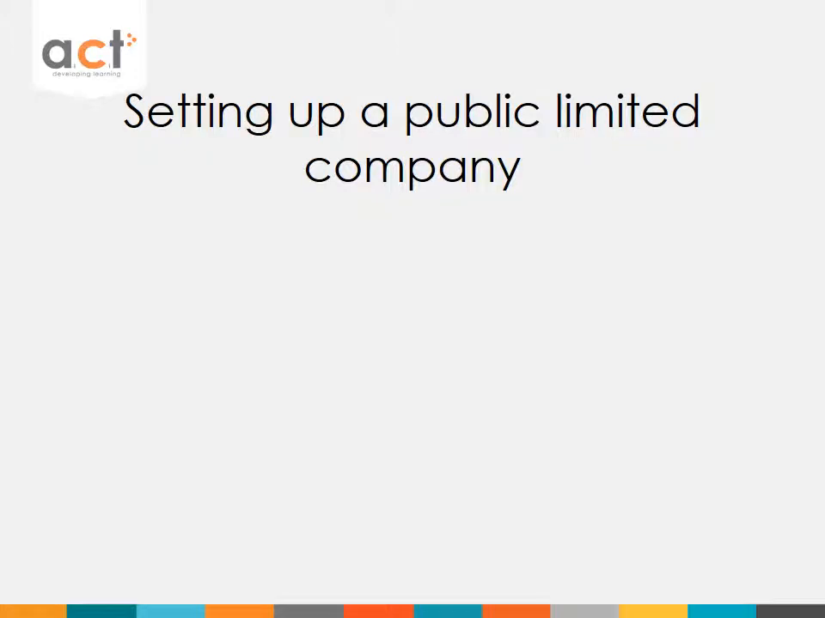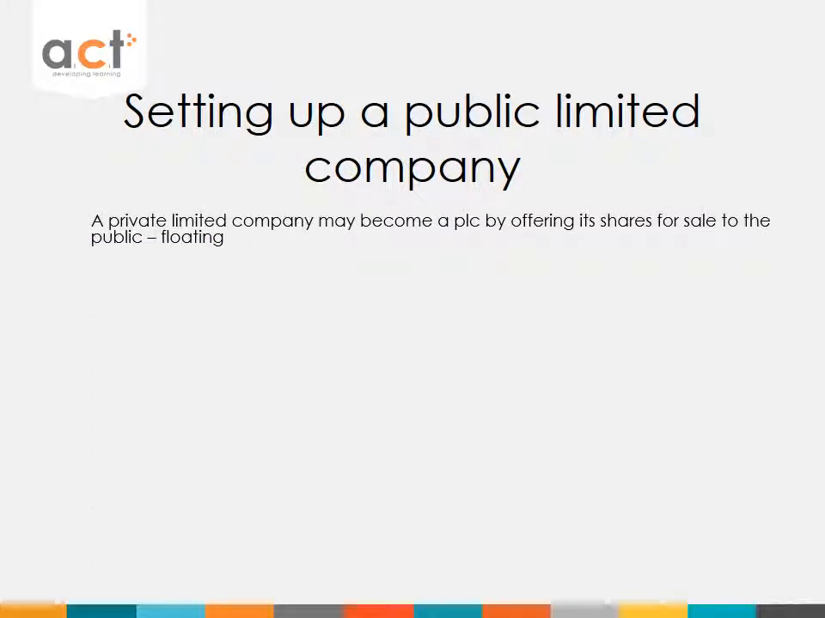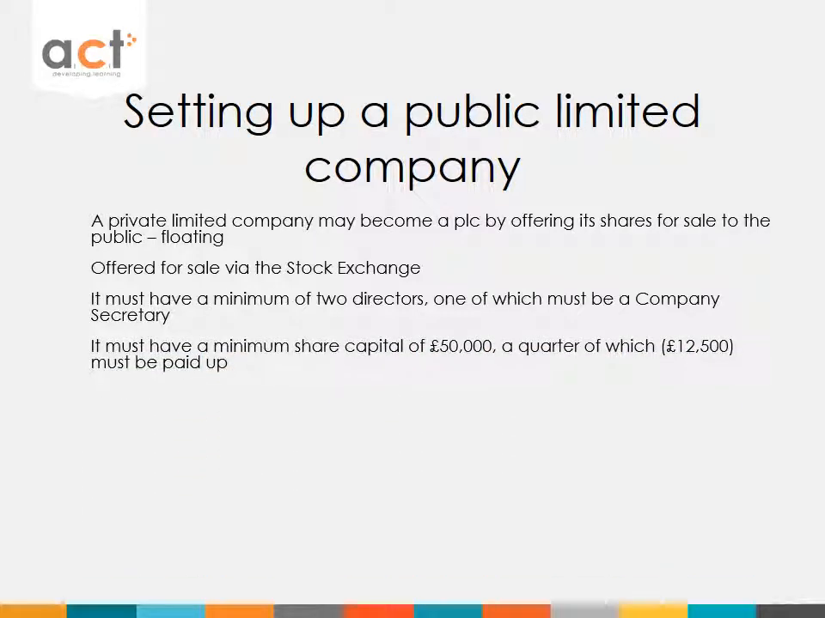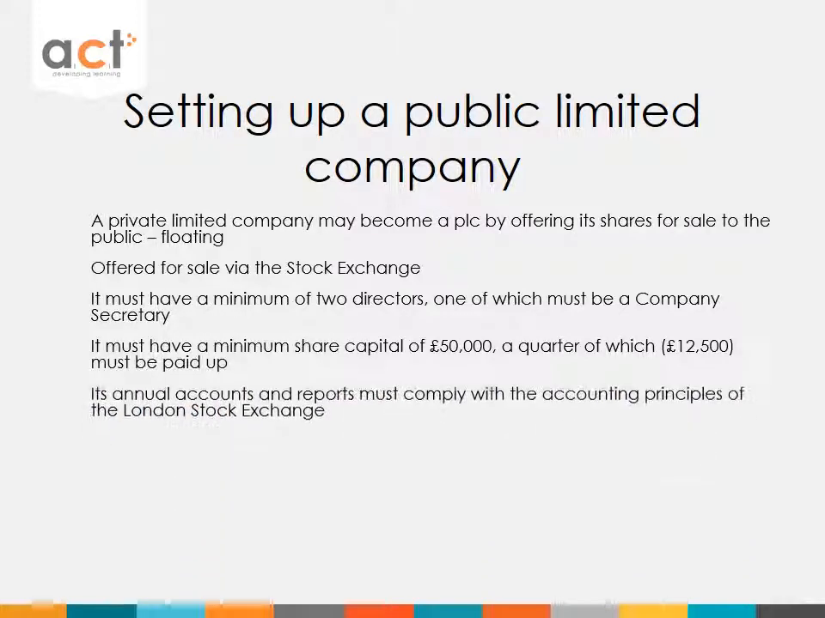A private limited company may become a public limited company, or PLC, by offering its shares for sale to the public. This is also known as floating. This is where stock is offered for sale via the stock exchange. It must have a minimum of 2 directors, one of which must be nominated as the company secretary. The company must also have share capital of £50,000, a quarter of which must be paid up.